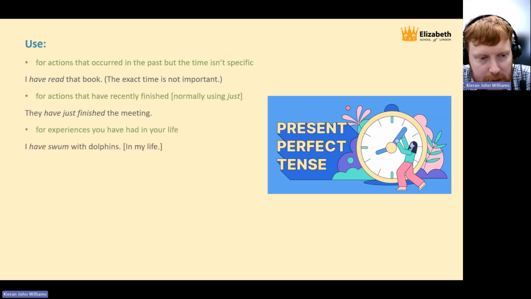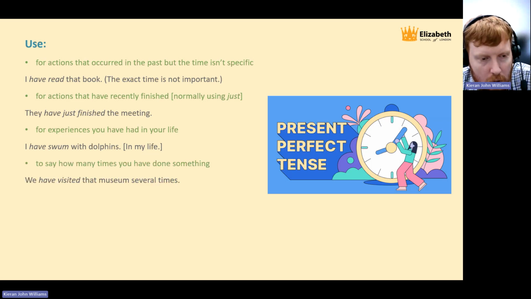Okay, so another situation is when you're talking about your life experiences. Maybe it's something interesting in your whole life, and you would use present perfect simple. So it says here, I have swum with dolphins. It's quite similar to the first one. Something happened at some point in the past, but it is not specific. All we know is that it was during your lifetime. So all of those kind of fun occasions, maybe you have fired a gun, you have jumped out of an aeroplane, you have met a famous person, something like that, you would use present perfect simple.